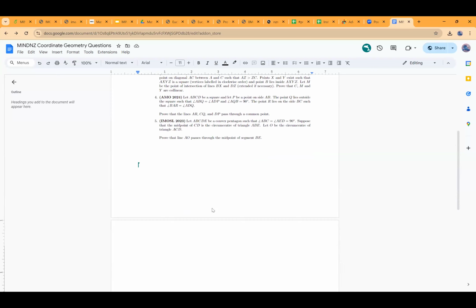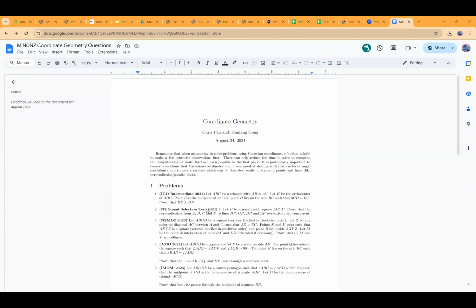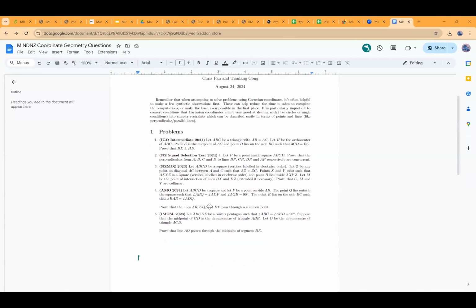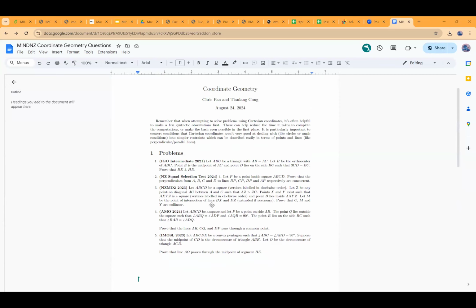Great. Let's begin. Let P be a point inside square ABCD. Prove that the perpendiculars from A, B, C, D to BP, CP, DP, AP are concurrent. Okay.